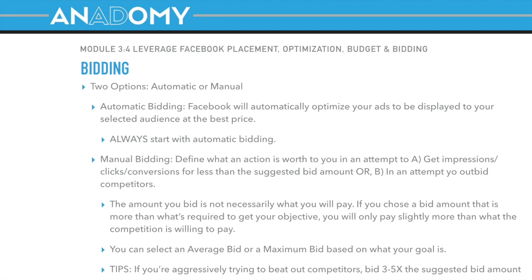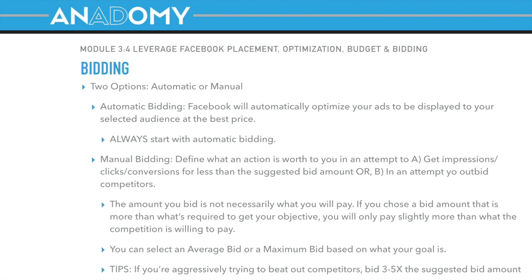Finally, here's some tips. If you're aggressively trying to outbid the competitors, I recommend that you bid 3 to 5 times the suggested bid amount. Typically, the way Facebook will show this is based off the cost per 1,000 impressions. Again, that's going to vary depending on what your audience is, but it could be anywhere from $10 up to $30. If Facebook says the suggested bid amount is $25 and you're trying to be very aggressive and outbid your competitors, I would put your amount of bid in there at 3 to 5 times that. So $75 to $100 per 1,000 impressions.